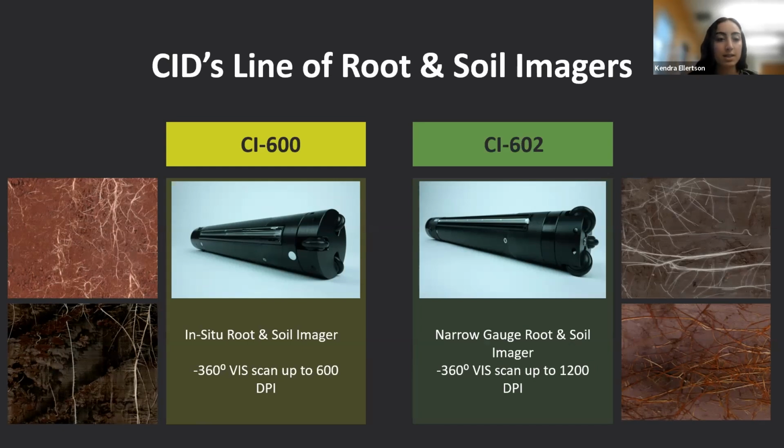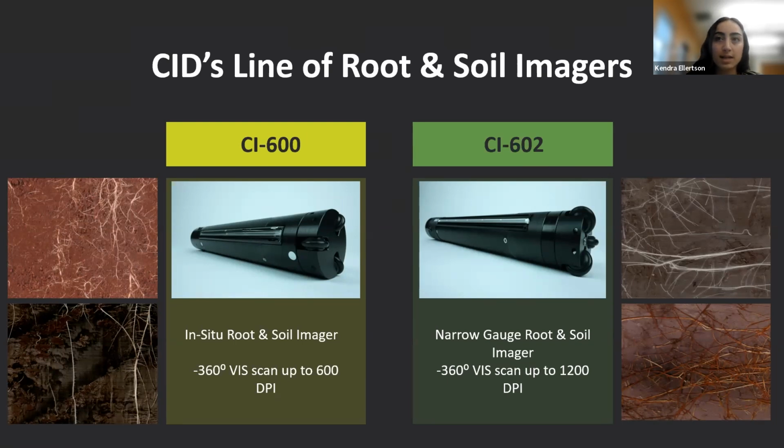These devices light up, illuminating along the entire length of the device, rotate 360 degrees, and give users a visible image of their root systems. Our CI600 can go up to 600 dpi in image resolution, and I've included some pictures over on the left here to give you an idea of the different soil types and root systems that these devices can measure.